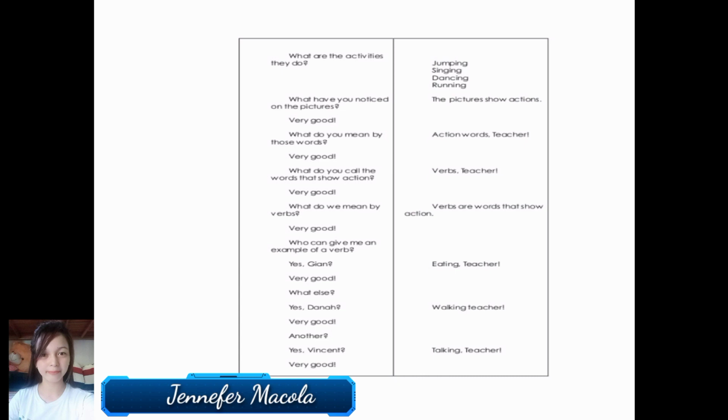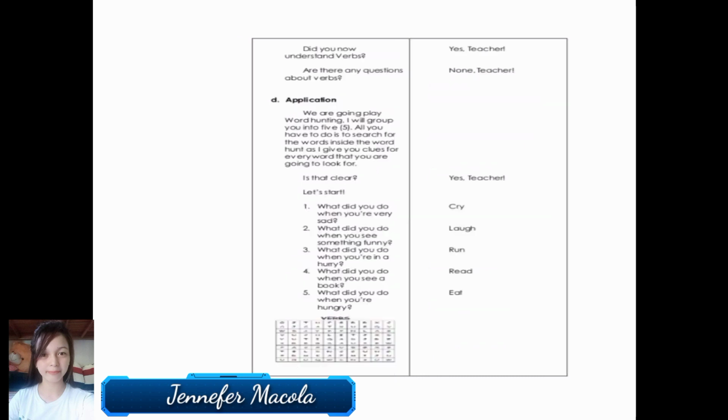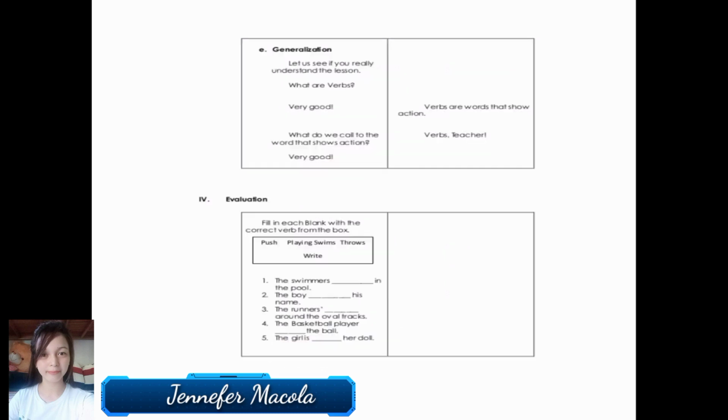After discussion is application. The teacher prepares a word hunting. The purpose of this is to apply the learning of students about the topic that was discussed. In generalization, the teacher sees if students really understand the lesson, then he asks questions. Evaluation. In evaluation, the teacher evaluates if students have learned. He prepares a short quiz or examination. At the end of the class, the teacher gives an assignment.